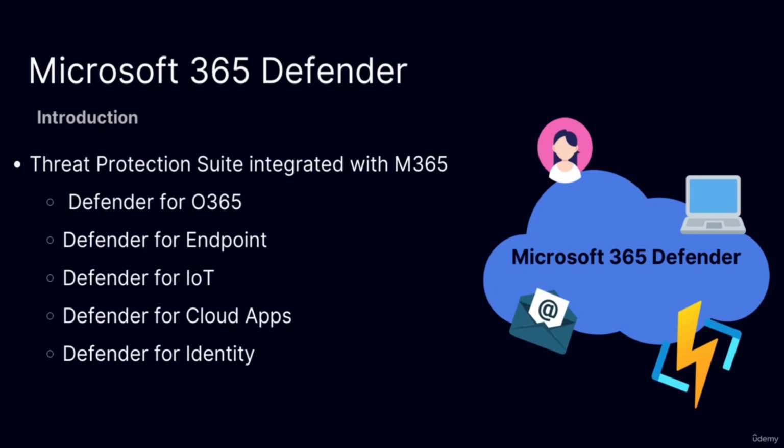Those are Office 365, basically consisting of the productivity apps. Then you have Defender for Endpoints, Defender for Internet of Things, your other devices that connect to your endpoints or connect to your Microsoft 365 directly. You have Defender for Cloud Apps. These are apps that are integrated with Azure AD. And finally, you have Defender for Identity. Basically, this is focused on protecting identity.